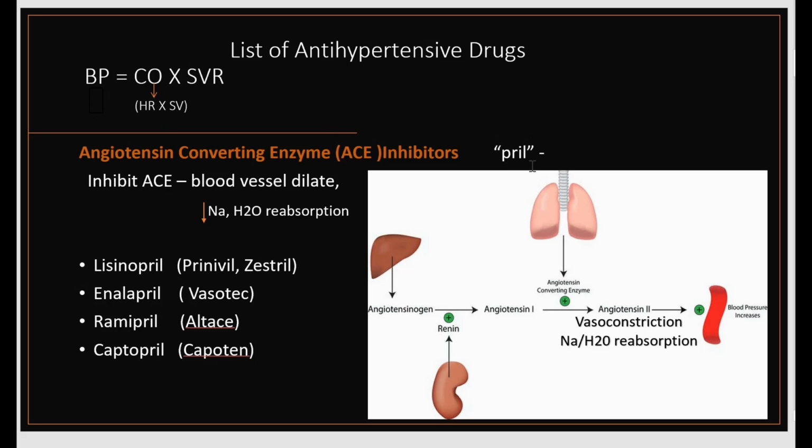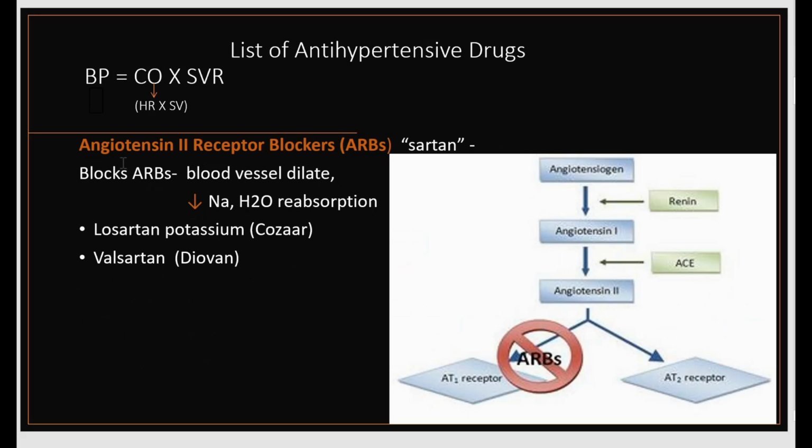It ends with the suffix pril, example lisinopril, enalapril, ramipril, captopril, and these are the trade names. So the next group is angiotensin 2 receptor blockers or ARBs. That means it blocks angiotensin 2 receptor sites.